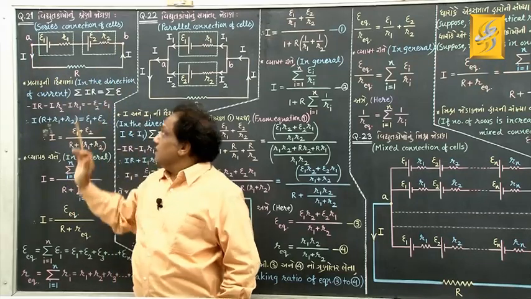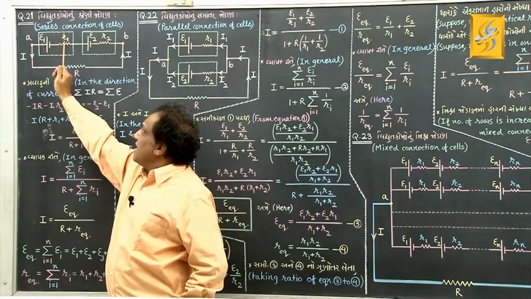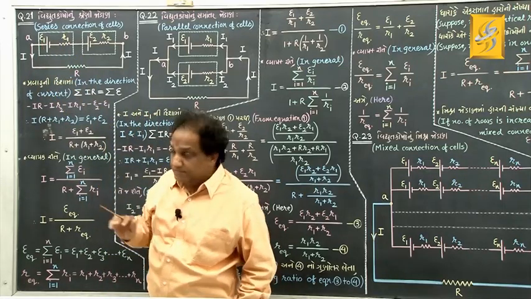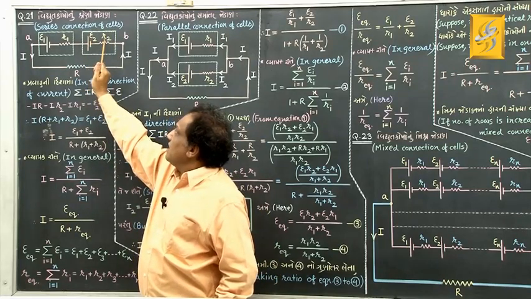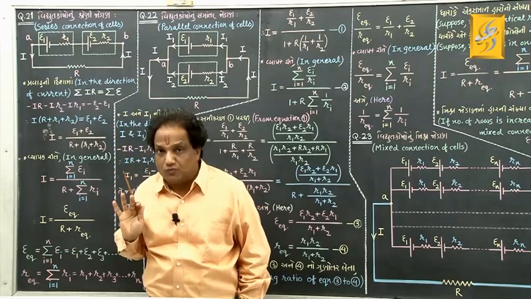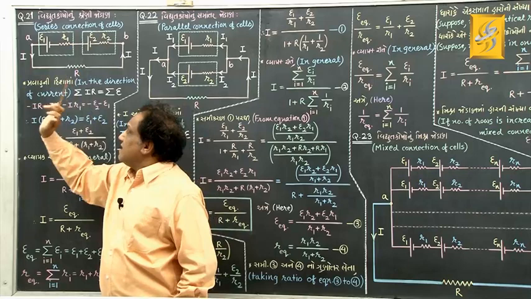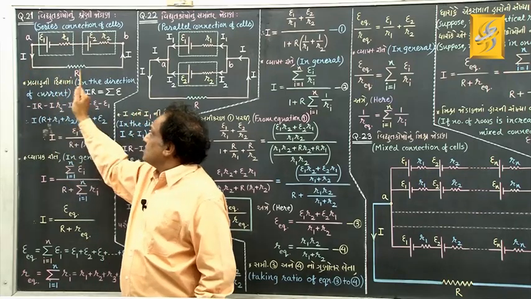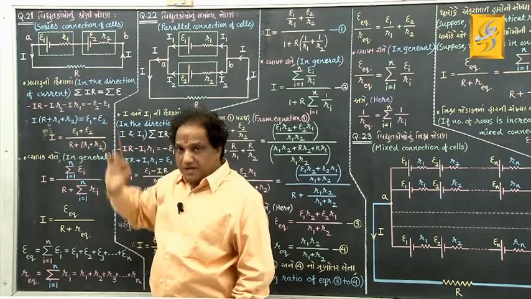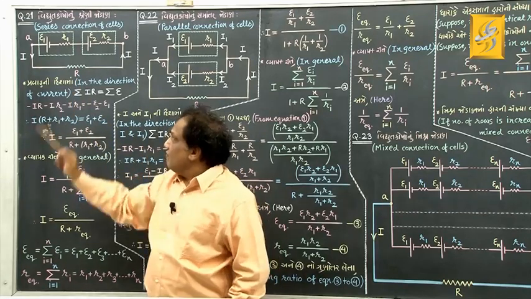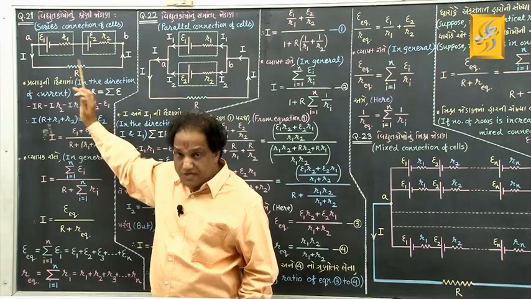This is the first cell having EMF E1 and internal resistance r1. This is the second cell having EMF E2 and internal resistance r2. Now this series connection of these two cells is connected across some external resistance, let it be capital R. Now what we have to do here? We have to find out the current passing through this external resistance.